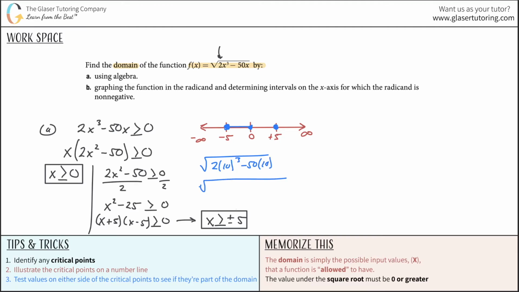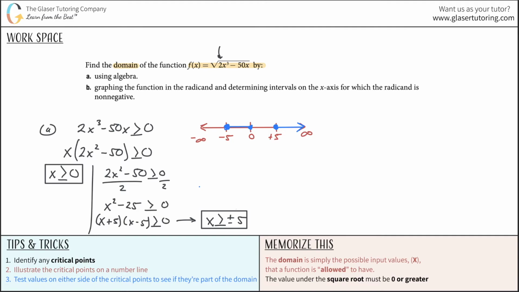10 cubed is going to be 1,000. 2 times 1,000 is 2,000. Minus then 50 times 10 is going to be 500. So what do you notice? This is going to be a positive answer. So therefore, this region is good. And I know now that this entire region will be fine, okay? You can test any value you want, but this whole region is good.